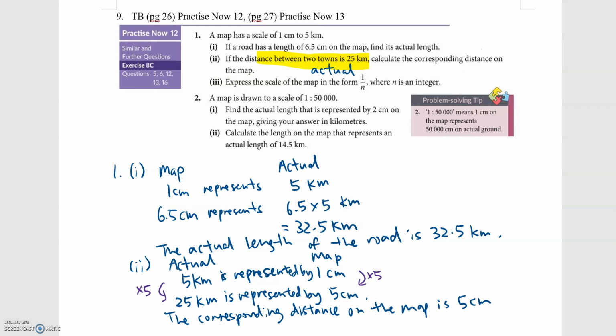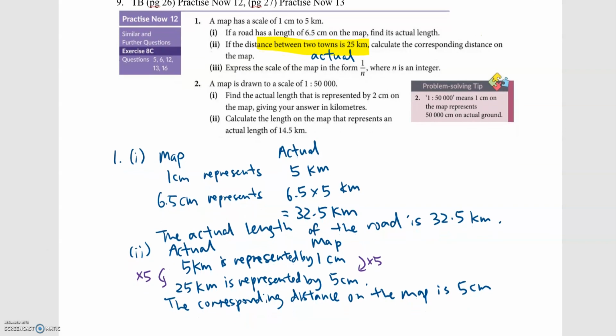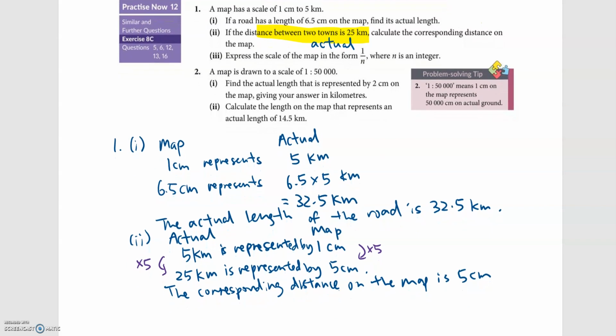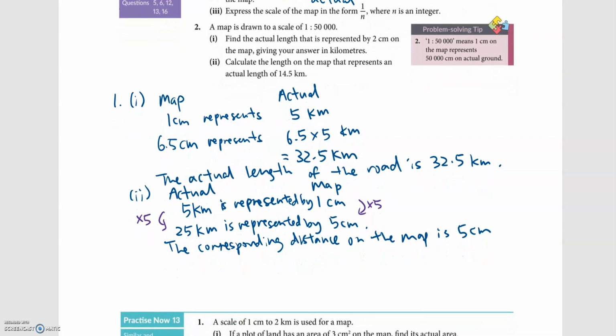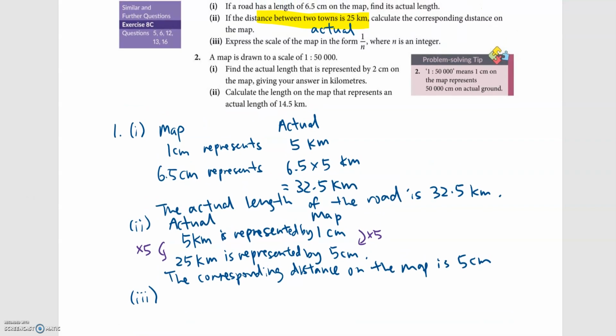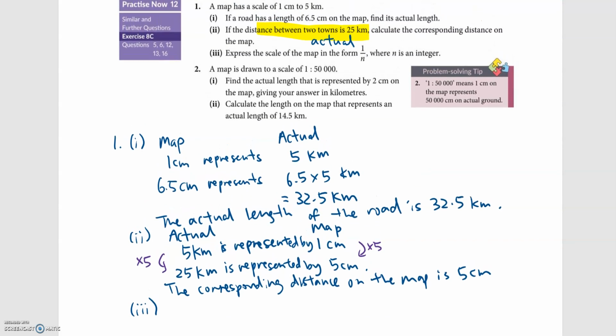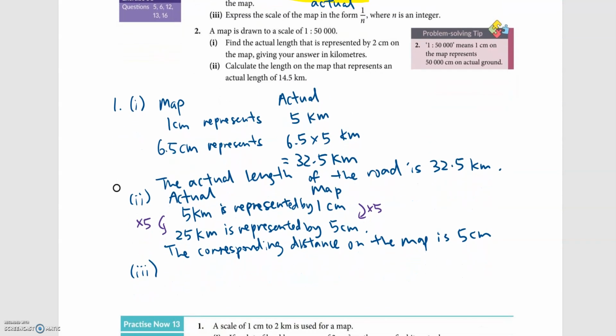Now for the last part, we need to express the scale of the map in the form 1 over n, where n is an integer. So for part 3, I want to express as 1 over n. So 1 cm is to 5 kilometers. So I will write 1 cm is to 5 kilometers.